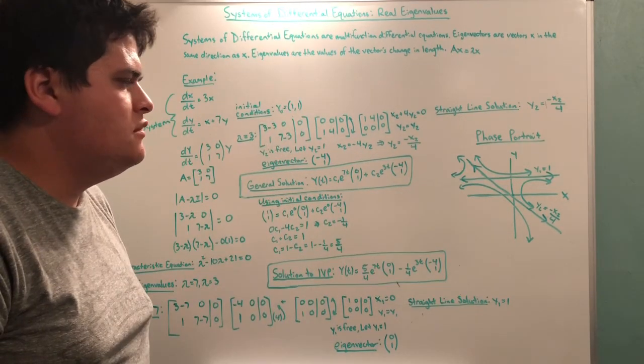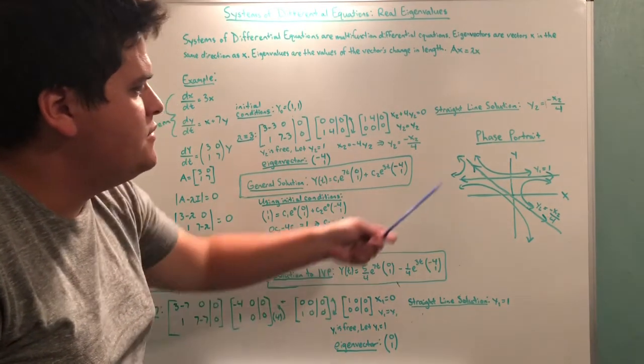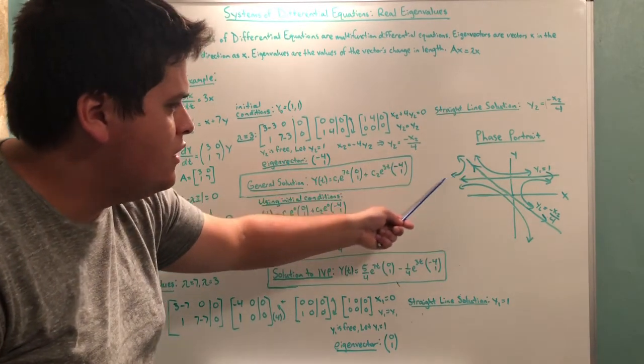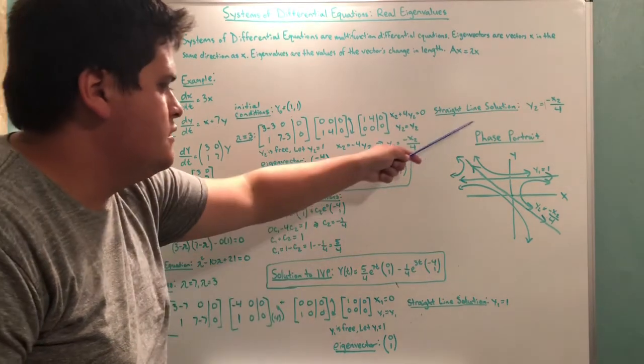Phase portraits are also used to show paths of motion. For example, maybe this is a particle, and depending on certain points on this coordinate system, it will turn in a certain given direction. So again, this is our phase portrait.